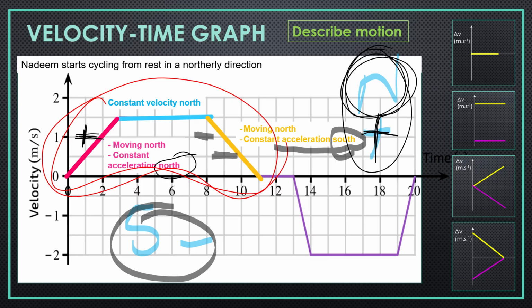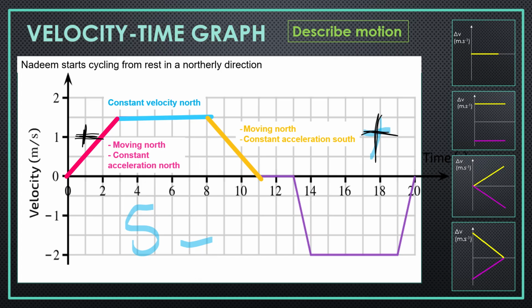So please do not say it is moving slower with a negative acceleration. We don't say negative acceleration. You need to use the word for negative. For this graph, negative is south. Alright, so you can see that for all of these, I try to say in which direction the object is moving, and whether it is moving with a constant velocity or with a constant acceleration.